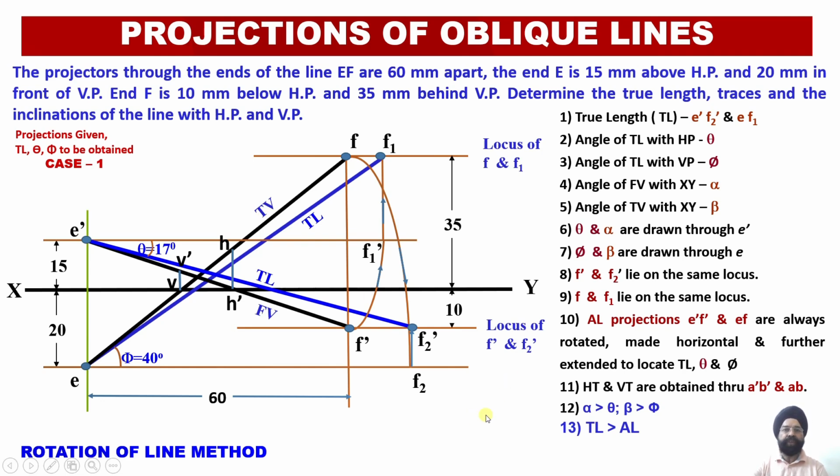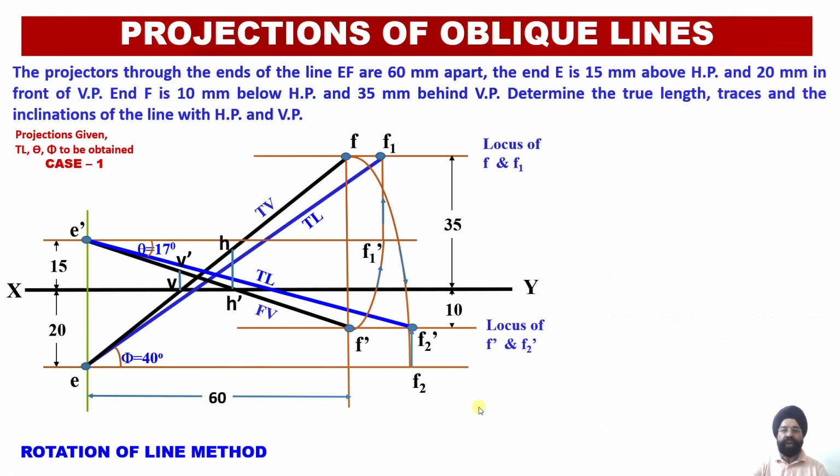So these are the projections of an oblique line in which the first point happens to lie in quadrant 1 and the second point happens to lie in quadrant 3. So over here the projection lines need not be extended to obtain the traces of the line, because the lines themselves are intersecting with your XY reference line.